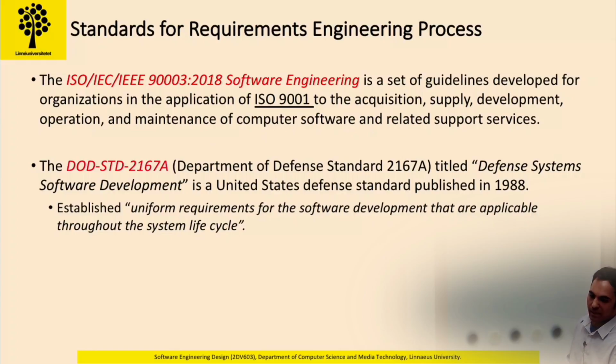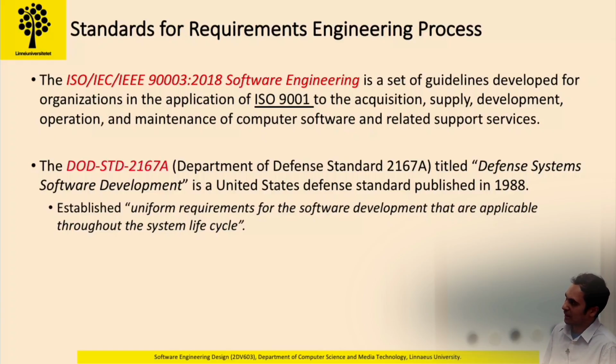So broadly, there are two main software engineering process standards. One is ISO/IEEE 90003:2018. That is the latest standard, and it is particularly focused on software engineering. This standard or guideline basically relies on ISO 9001 that I mentioned earlier. So using those seven quality management principles, it defines a well-defined process for requirements acquisition, for supply, development, operation, and maintenance.